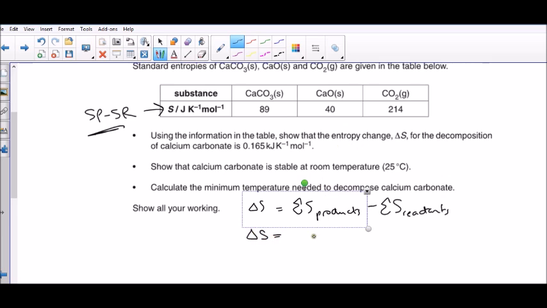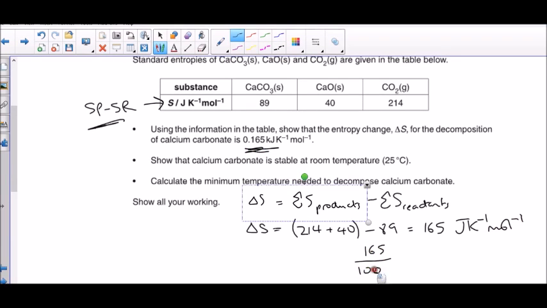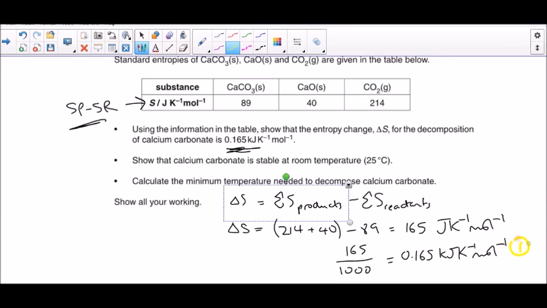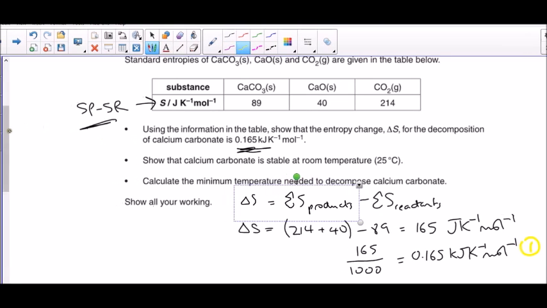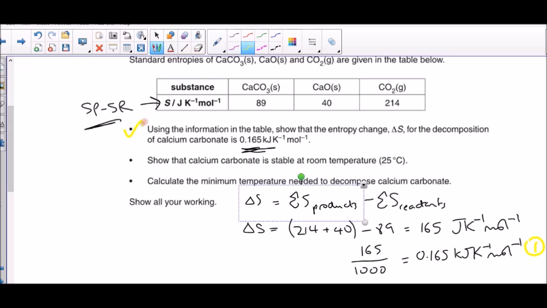So then we're going to do products, CO2, which is 214, and calcium oxide, which is 40. Take away the 89 for the calcium carbonate, and that gives us 165. Remember, that is in joules per Kelvin per mole. And then we've been asked to prove that it's 0.165 kilojoules per Kelvin per mole, so we're going to do 165 divided by 1000 gives us that 0.165 kilojoules per Kelvin per mole. And it's 1 mark for that, because all we're doing is proving it. We've been given the number and we're just proving that that's the case. So we can tick off that bullet point.